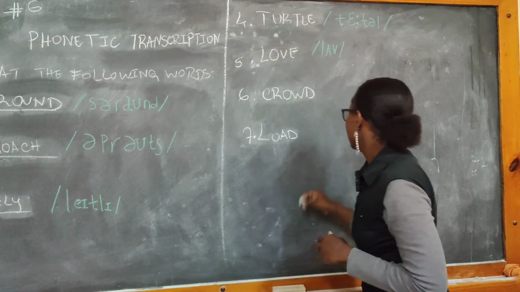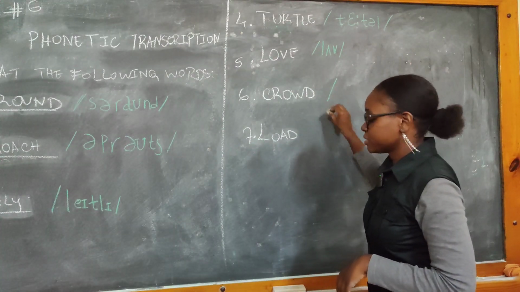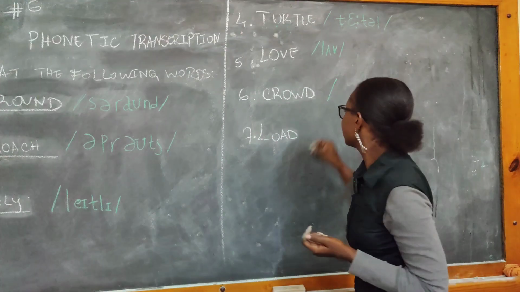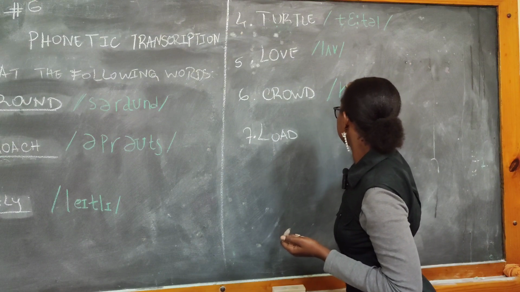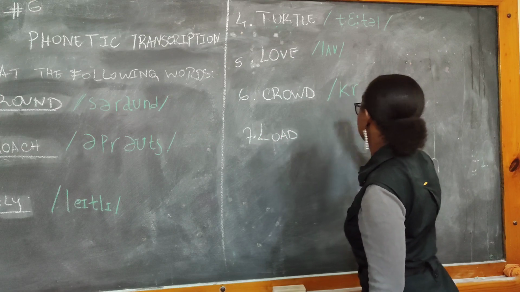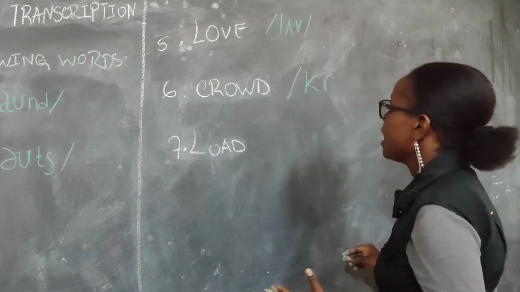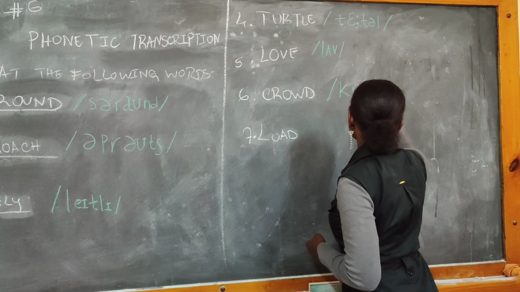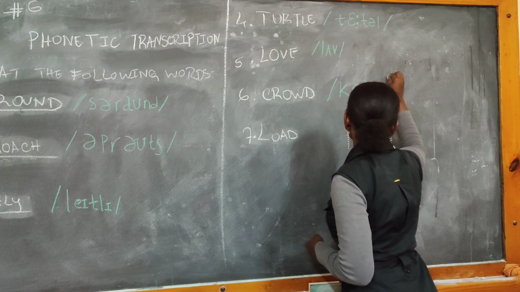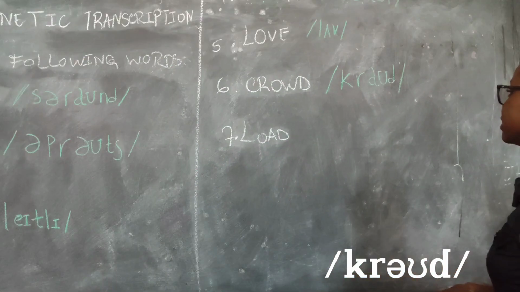Let's go for crowd. This is a bit difficult, right? Crowd. The first sound that we find is K. And then we find R. So what's next? What's the next sound that we can identify? It's the diphthong ow, crowd. D at the end. Crowd.